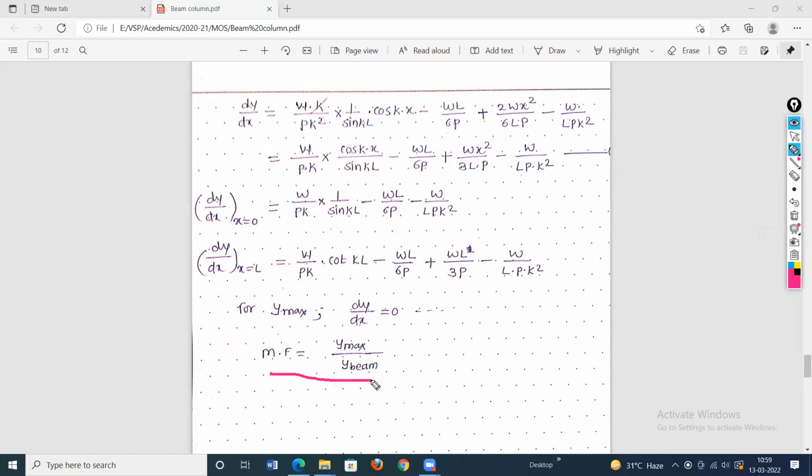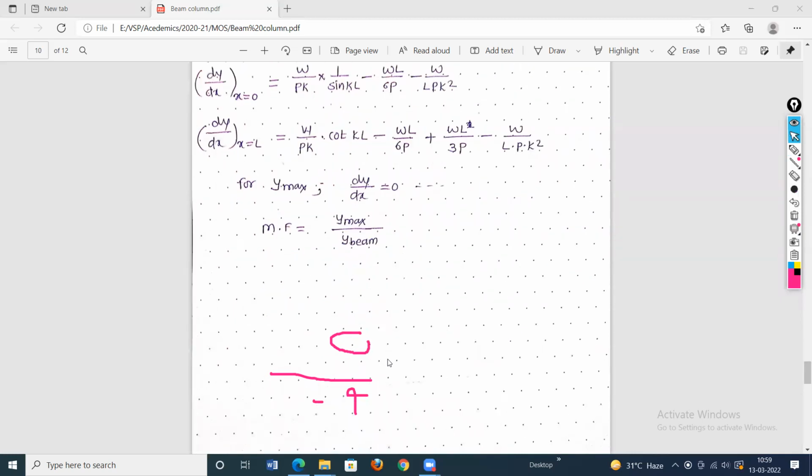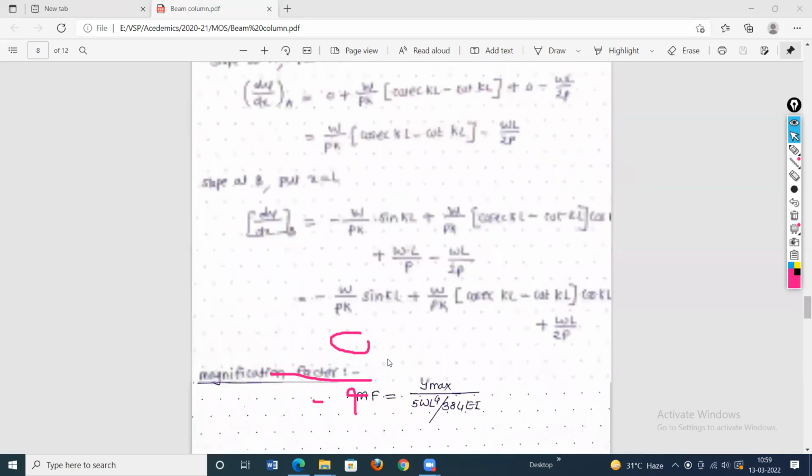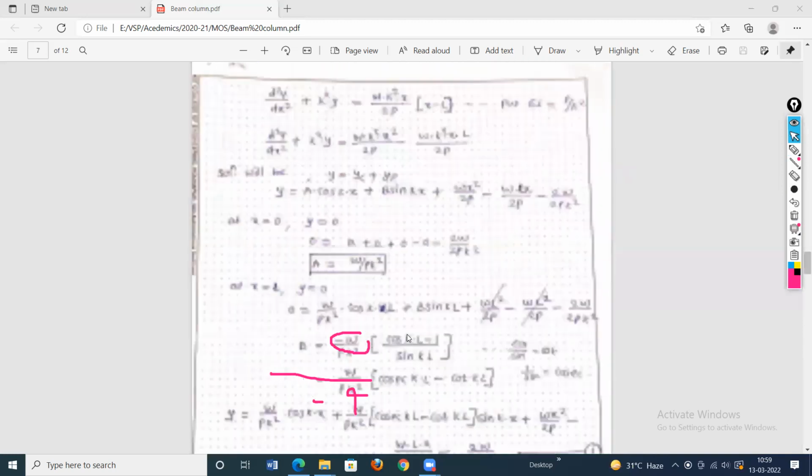Finally, the magnification factor is Y maximum, that is the maximum deflection in the beam and column, divided by the maximum deflection in the beam only portion subjected to the uniformly varying load. So we get the magnification factor. In this way, the beam and column is to be analyzed. So this is the end of this particular chapter.